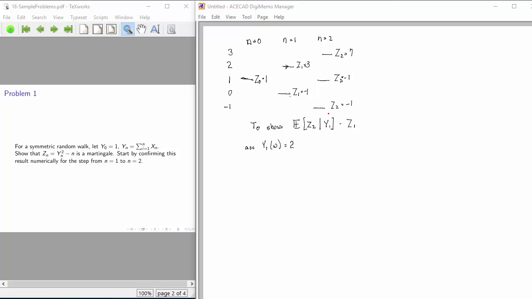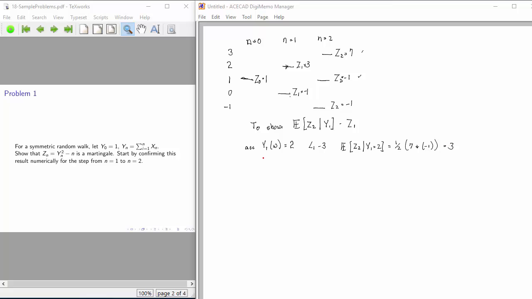Okay, what's happening here? Well, first let's work out z1. z1 is equal to 3. And then let's calculate the expectation of z2 conditioned on y1 being 2. In that case, we're either going to go up or down, and we have 1/2 times 7 plus -1, or 3. Now, notice what we're confirming here is that two random variables are equal.